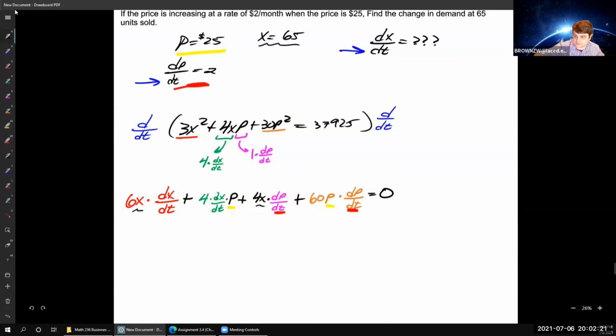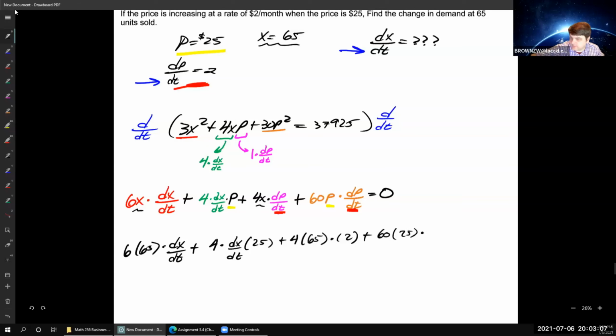Okay, so we're just going to plug this in. So we're going to have 6 times x, which here is 65, times dx dt, plus 4. I'll just leave dx dt exactly as is, times p, which in this case is 25, plus 4 times x, which is 65, times dp dt, which is 2. And then lastly, we have 60 times the price of 25 times the change in price dp dt, which is 2.